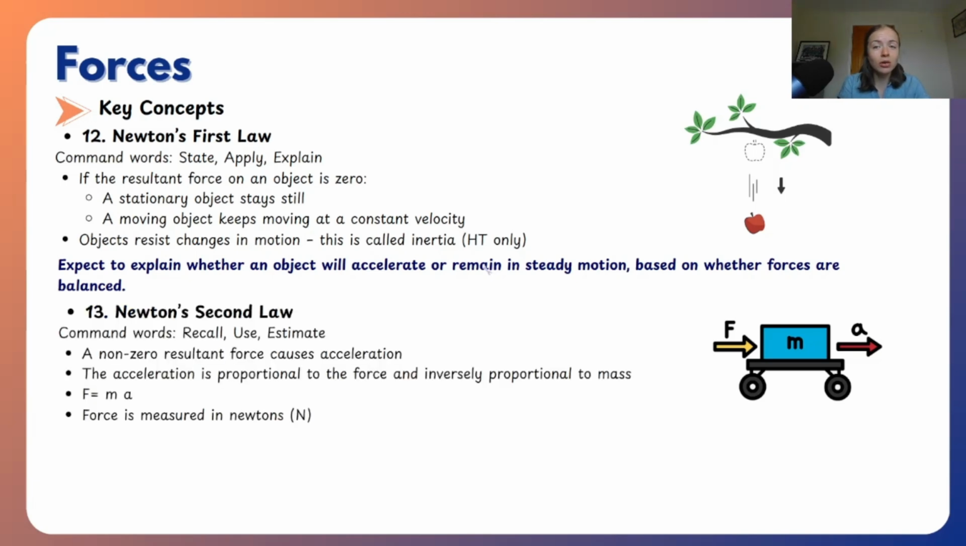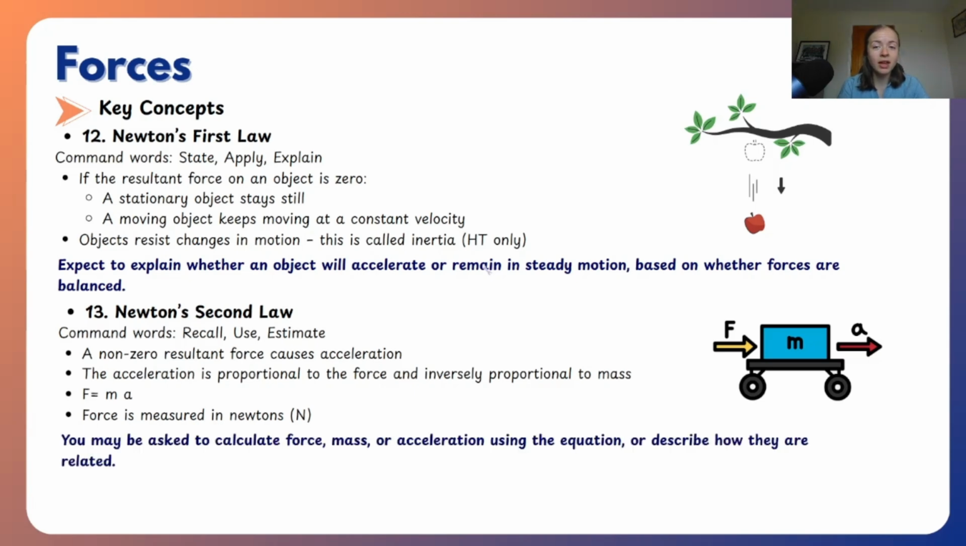For Newton's second law, you need to understand that a non-zero resultant force causes acceleration, and the acceleration is proportional to the force and inversely proportional to mass, which gives us our equation: force equals mass times acceleration, and force is measured in newtons. So you might be asked to calculate the force, mass or acceleration using that equation, and you might be expected to rearrange that equation to calculate mass or acceleration as well, and simply describe how they're all related.